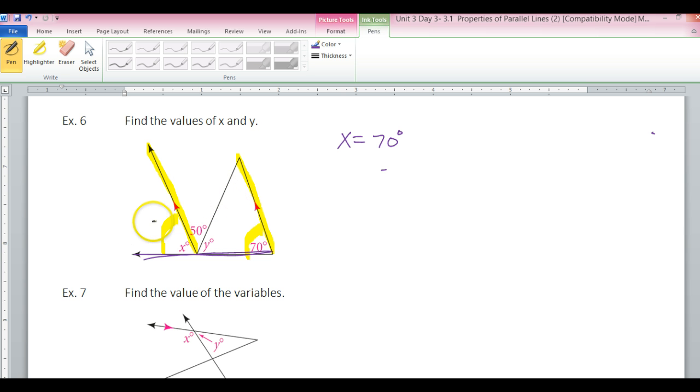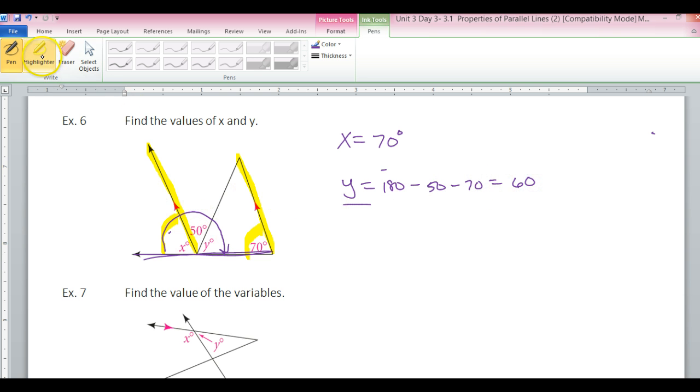But we still have to find Y. There's two ways to look at it. The easiest way is to know what all three of these angles add up to. Okay, and that would be Y equals 180 minus 50 minus 70, which is 60 degrees.